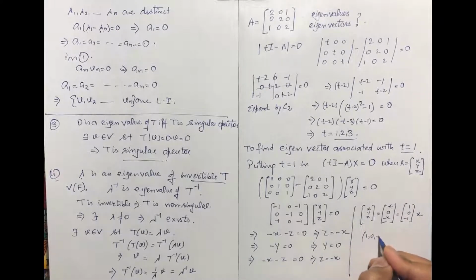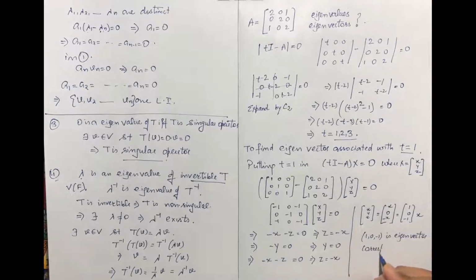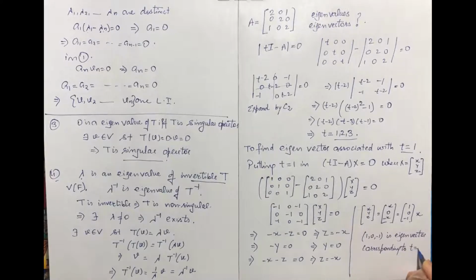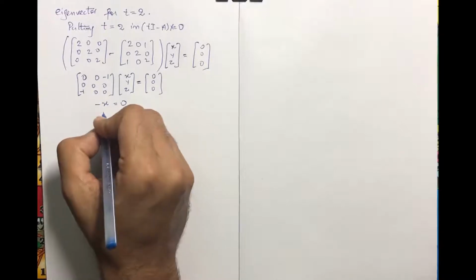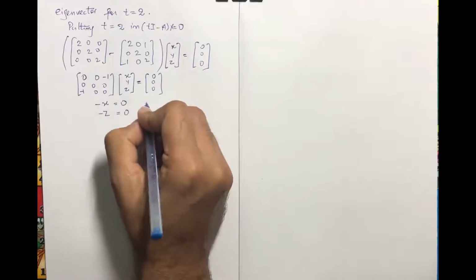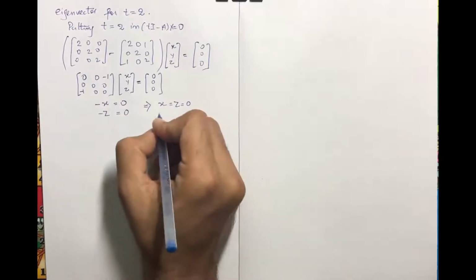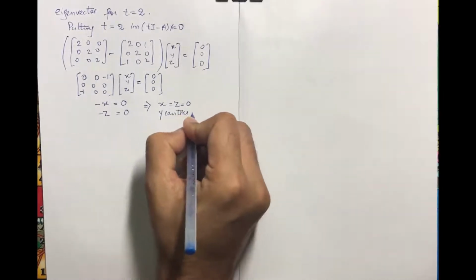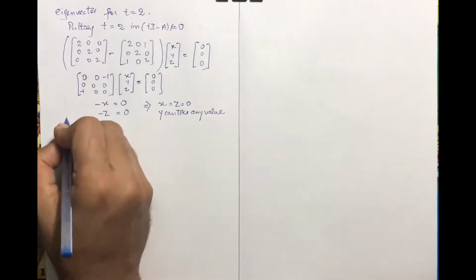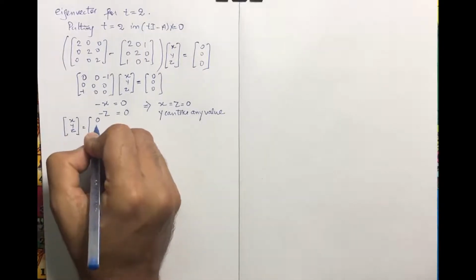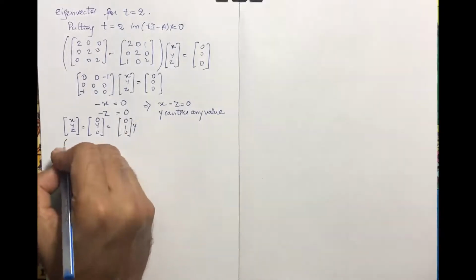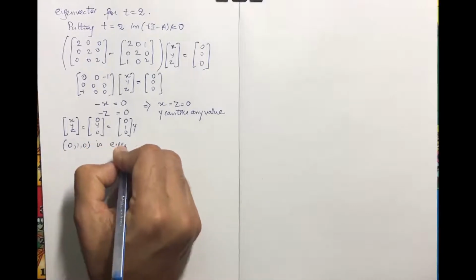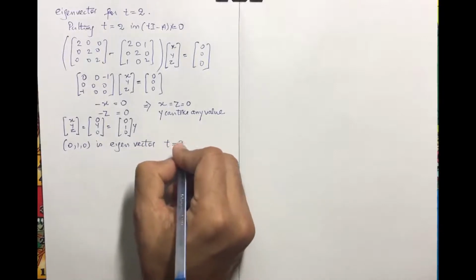So (1 0 minus 1) is the eigenvector corresponding to t is equal to 1. For t is equal to 2, the matrix comes out to be 0 0 0 in the corresponding entries. Again multiplying, minus x equal to 0 and minus z equal to 0, which implies x as well as z equal to 0, and y can take any value. So the eigenvector is (x, y, z) equals (0, y, 0), which is (0 1 0) times y. So the answer is (0 1 0) is the eigenvector corresponding to t is equal to 2.